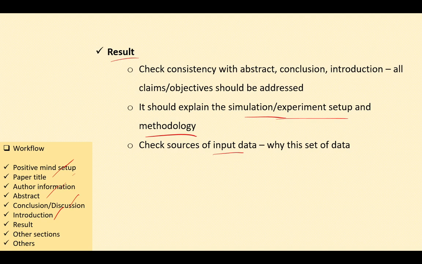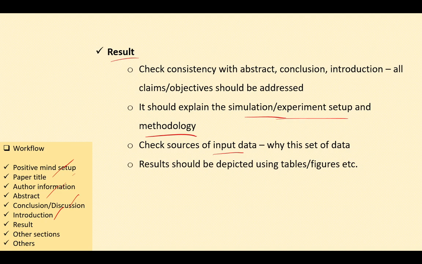Maybe they just randomly chose this data, there can be some explanation, or maybe they just took this data from some other standard or some previous papers. In that case they have to explain why they are taking that data from that standard or the previous paper, and they must address and cite that source and the previous paper.